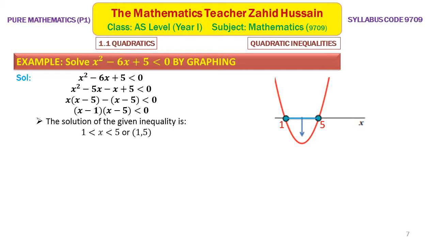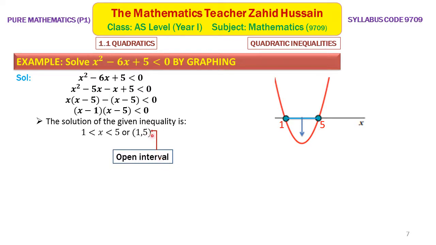So the solution of the given inequality is x greater than 1 and less than 5. You will not write equal to because the sign of inequality in the question is less than only. So the point 1 is not included in the solution of the inequality. Similarly, 5 is not included. Therefore we will write these signs: x is greater than 1 and less than 5. In case of interval, we will write it as (1, 5), with round brackets, parentheses. This is called an open interval.